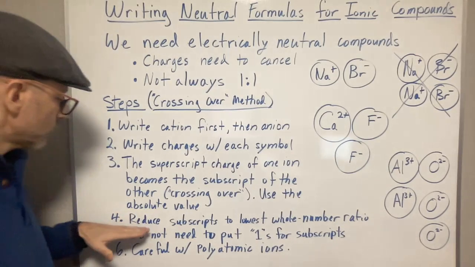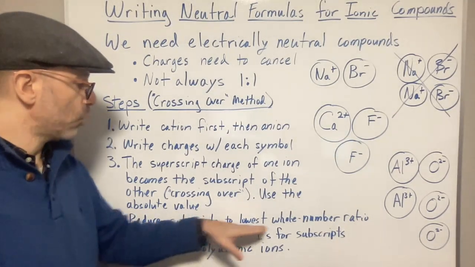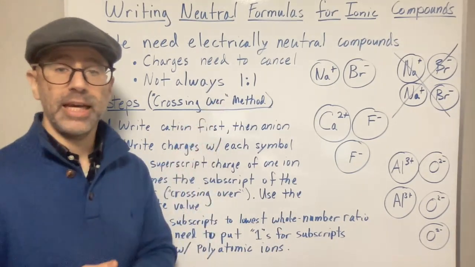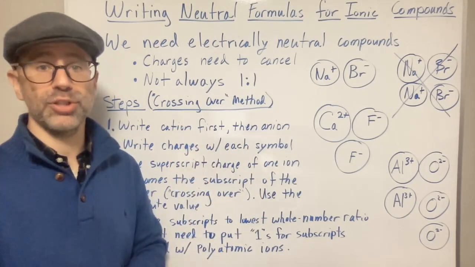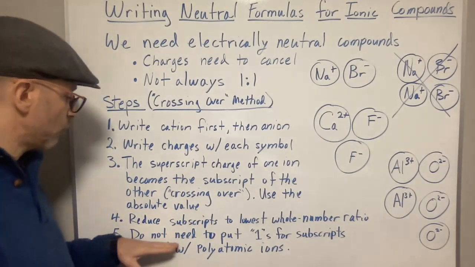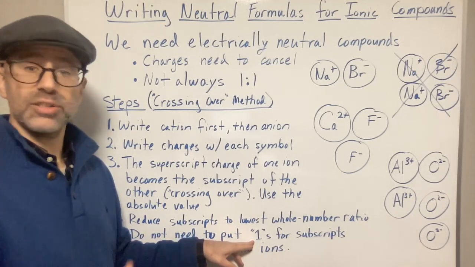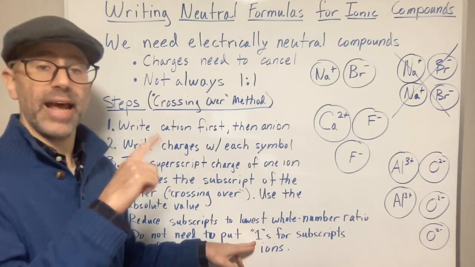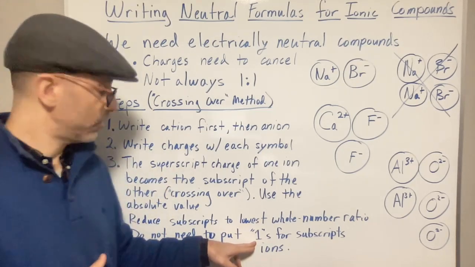And then once you do that, make sure you reduce the subscripts to the lowest whole number ratio. So if it's 2 to 2, make it 1 to 1. If it's 4 to 6, make it 2 to 3, right? So reduce that to its whole number ratio. And then after that, you don't need to put 1. If you have ones, just leave it blank. Don't write a 1. So if it's NaBr, don't write Na1Br1. Just write NaBr.